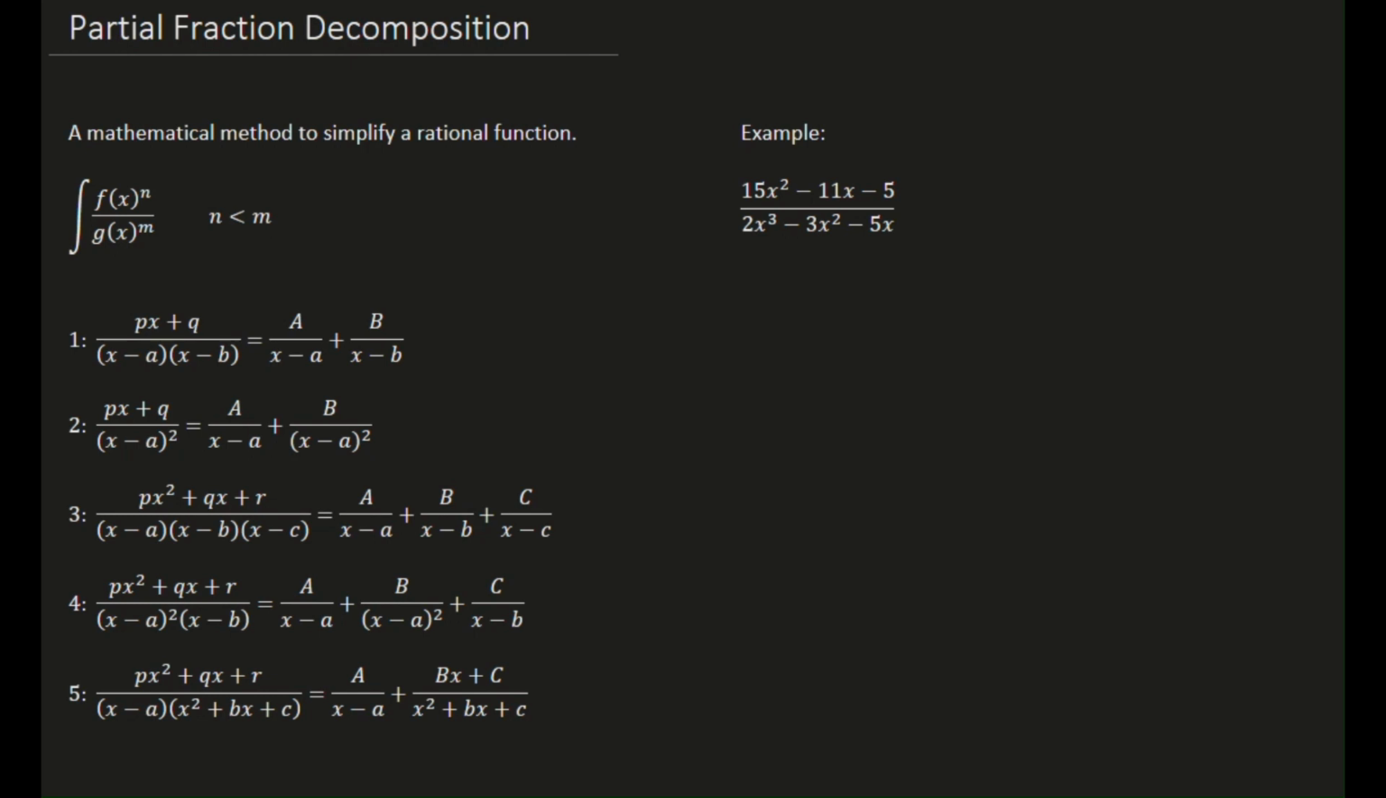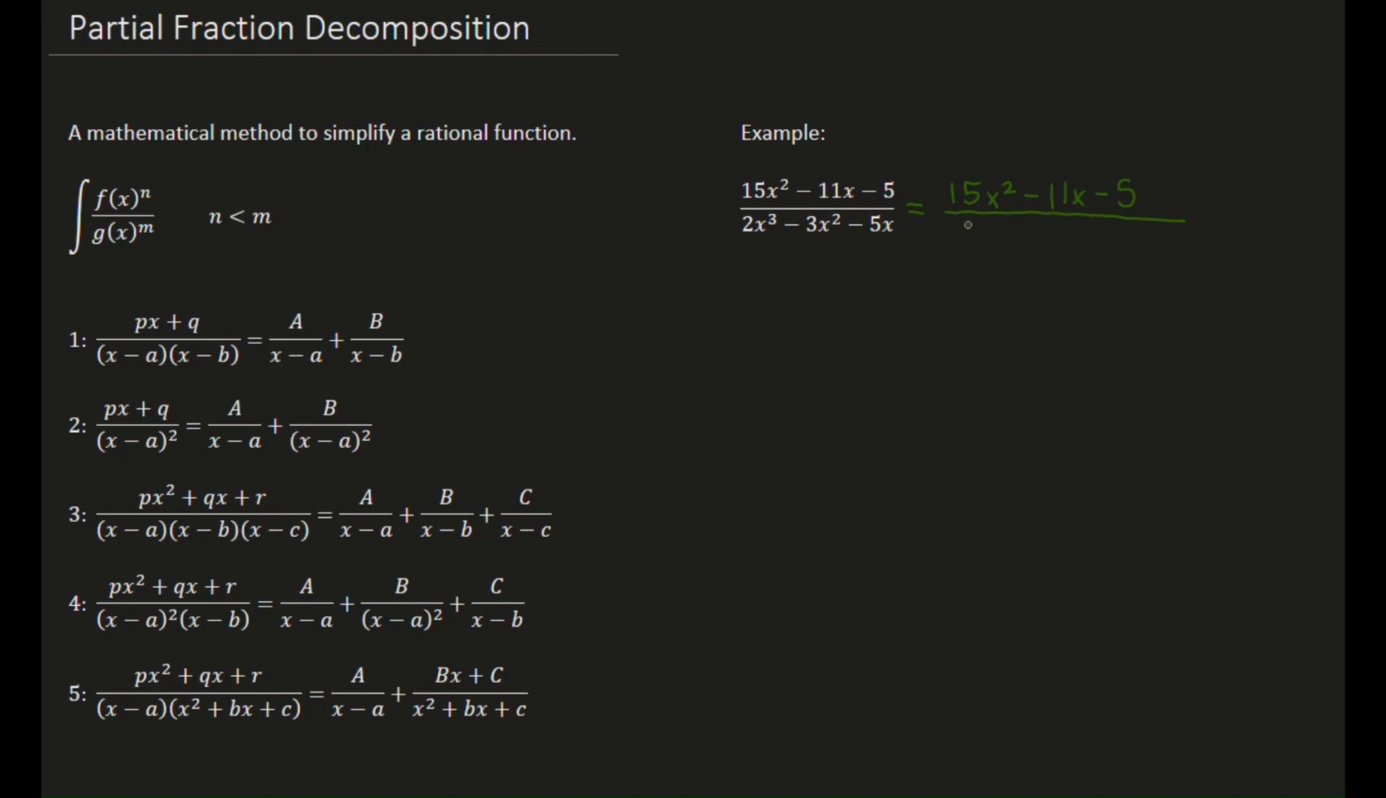An example of the third form for partial fraction decomposition is the function (15x² - 11x - 5) divided by (2x³ - 3x² - 5x). Our first step is we want to factor the denominator. So the numerator we'll leave alone. We will use it when we solve for the various constants. But as far as setting it up, we're going to just leave it alone.